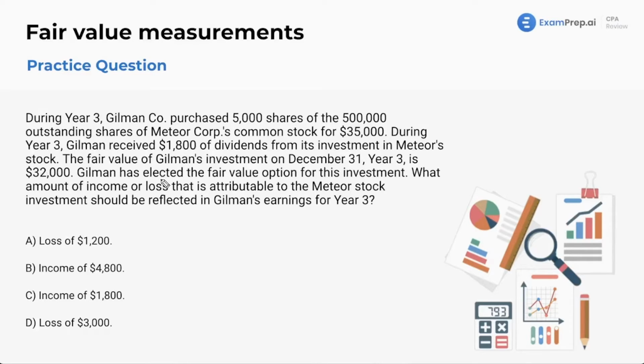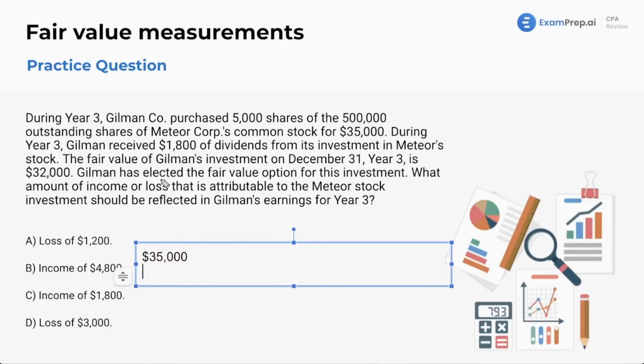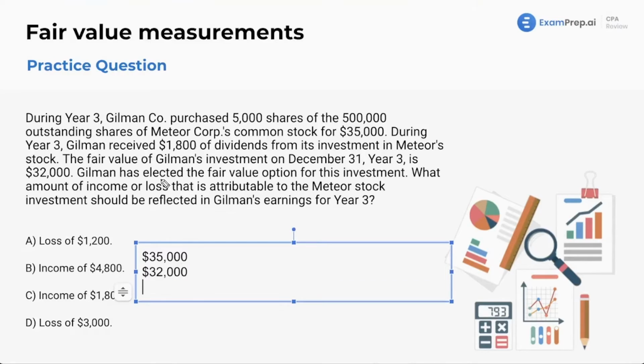Okay, some initial thoughts I have is we bought for $35,000. Gilman has elected the fair value option for the investment. Now, the fair value method, as compared to the cost method, this is going to be normal, right? This is going to be normally what you would think of. So normally, what is the gain or loss from this? It was $35,000. Now we're at $32,000 of value. So we have a loss here of $3,000.